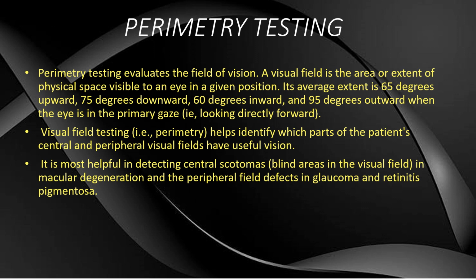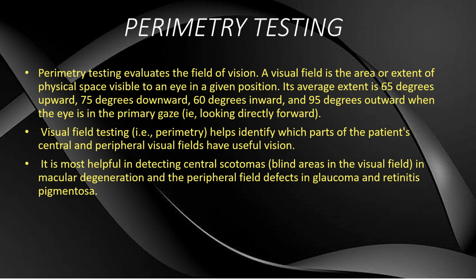Coming to the last topic, that is perimetry testing. It evaluates the field of vision. A visual field is the area or extent of physical space visible to an eye in a given position. Its average extent is 65 degrees upward, 75 degrees downward, 60 degrees inward and 95 degrees outward when the eye is in the primary gaze.